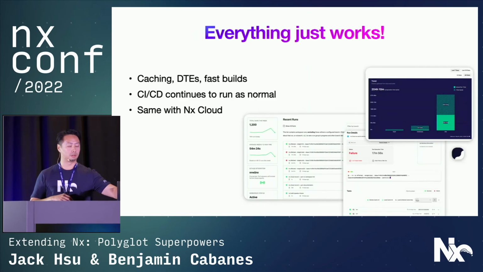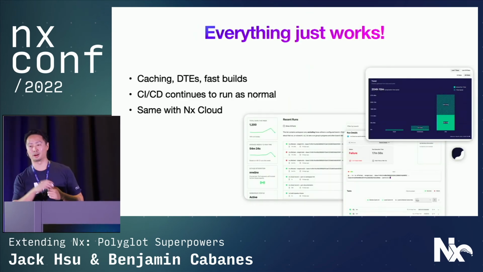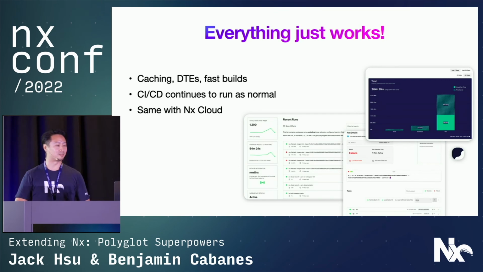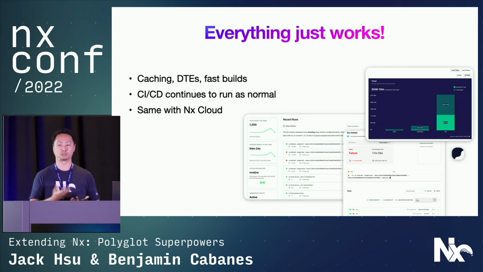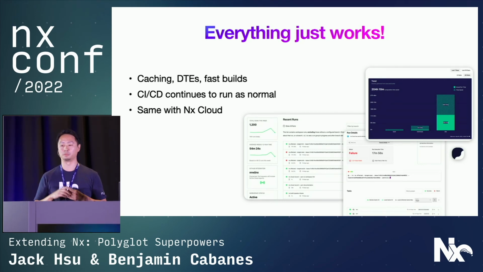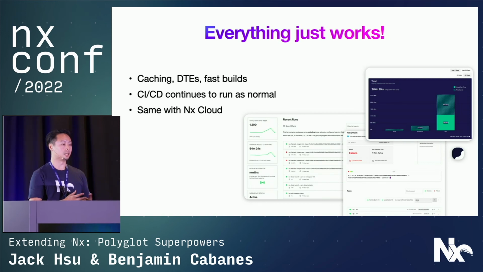So now your job is done. You can go grab a coffee or take a nap, whatever. And you'll notice we didn't touch anything else. We just extended NX. If you have caching, which you do, if you set up DTEs, your builds, everything still works. Your CI/CD pipeline works as before. And if you have NX Cloud enabled, which you should, it just continues to work as normal. You don't have to do anything special.